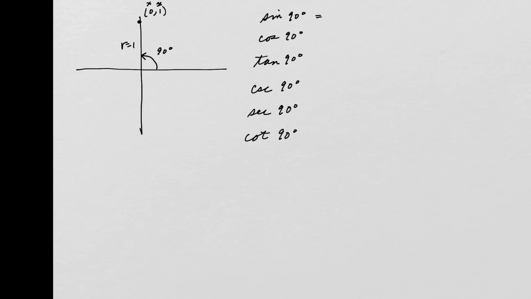Okay, so sine of 90 by definition is y over r. So that's going to be 1 over 1, which is 1. Cosine is x over r. So that's going to be 0 divided by 1, which is 0. Tan of 90 is y over x. So that's going to be 1 over 0, which is undefined.